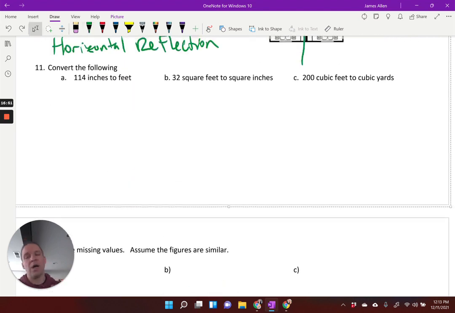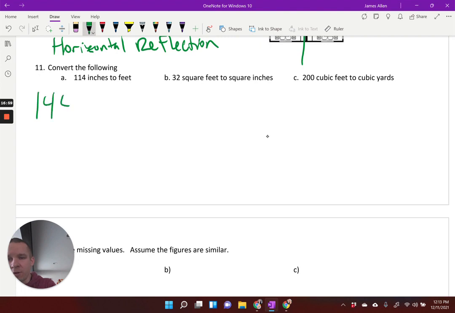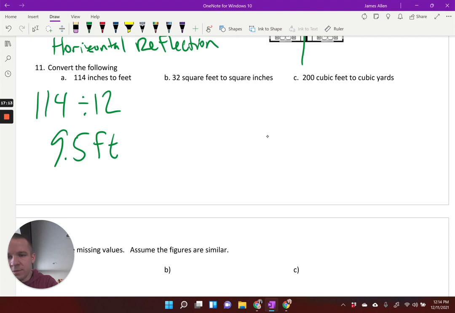All right. Convert. I love some conversions. Okay. So convert the following: 114 inches to feet. I've got to divide by 12. This is linear. So it's just dividing by 12. All right. We're not dealing with area or anything like that. So I get 9.5 feet.